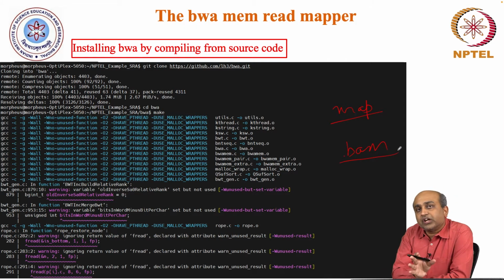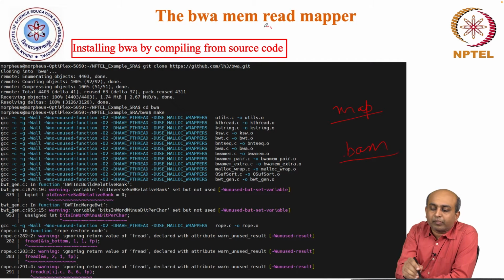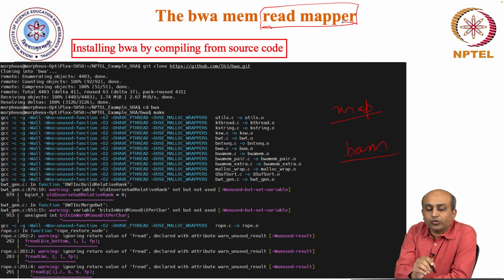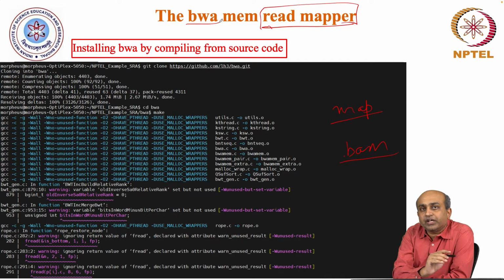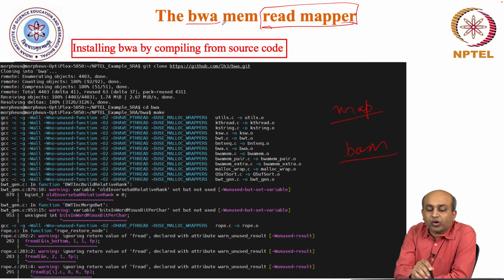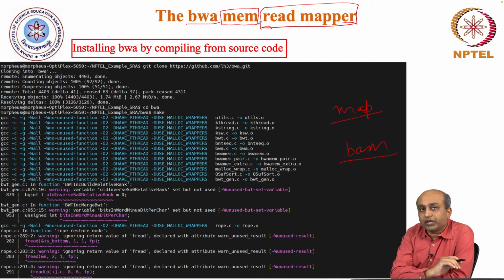To do this kind of read mapping, you need a read mapper. We are going to see how you can use the BWA read mapper, and specifically we are going to look at an option called MEM, which is an algorithm within BWA. It's a type of read mapper. We are going to use that to do the read mapping.